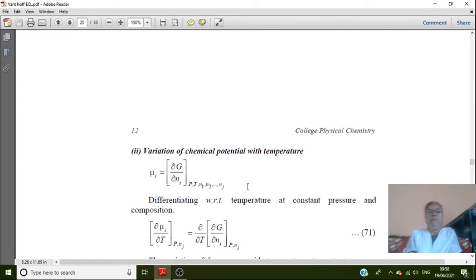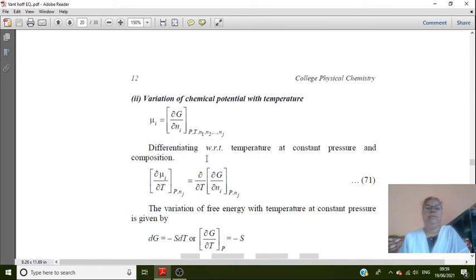Then the variation of chemical potential with temperature. Here we have mu_i equal to ∂G/∂N_i at constant pressure, temperature, and N1, N2 up to N_j. Differentiating this equation with respect to temperature at constant pressure, we can write ∂mu_i/∂T at constant pressure and number of moles, and it is equal to ∂/∂T into ∂G/∂N_i at constant pressure and number of moles.